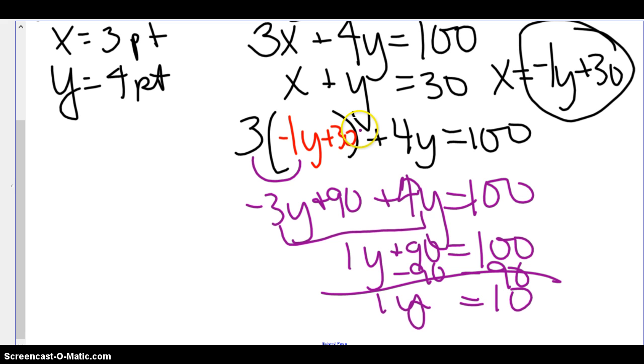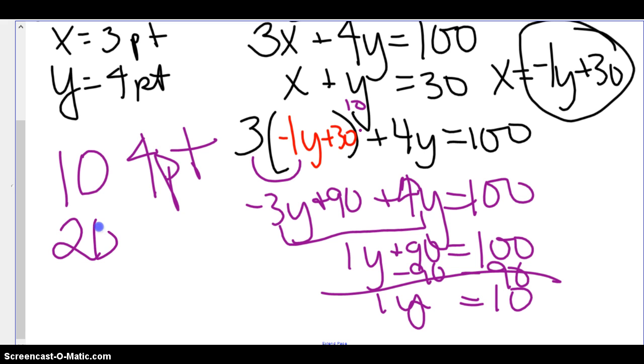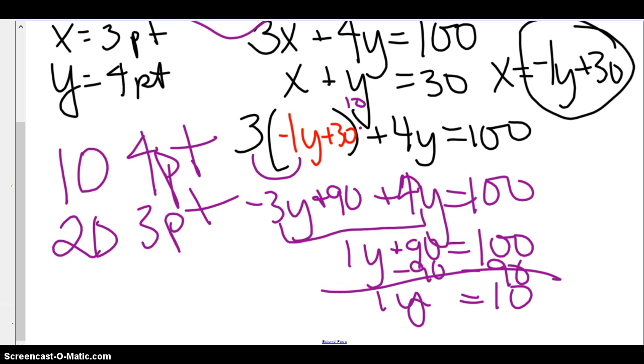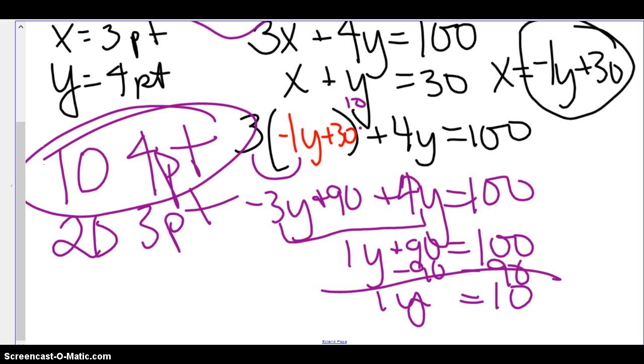Ooh, if there's 10 4-pointers, how many 3-pointers? 10 4-pointers, which makes 10 here, means 20 3-pointers. So let's check that. 20 times 3 is 60, 10 times 4 is 40, that makes 100. Excellent. What in the world was the question asking for? How many 4-point problems are there? So my answer, 10. Got it.